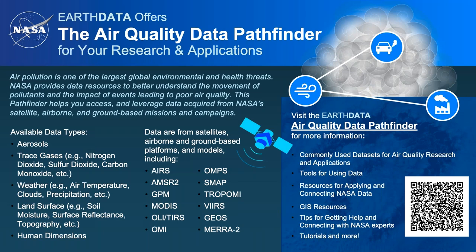I would also like to highlight one of the resources we listed on the previous slide, the Air Quality Data Pathfinder. This is another place to find information on datasets that are commonly used for air quality research and applications, and you can see some examples listed here. The Air Quality Data Pathfinder is designed to help guide users through the process of selecting and using datasets applicable to air quality, with guidance on spatial, temporal, and spectral resolutions. It includes direct links to the data sources, tools to analyze and visualize the data, and tutorials and training.